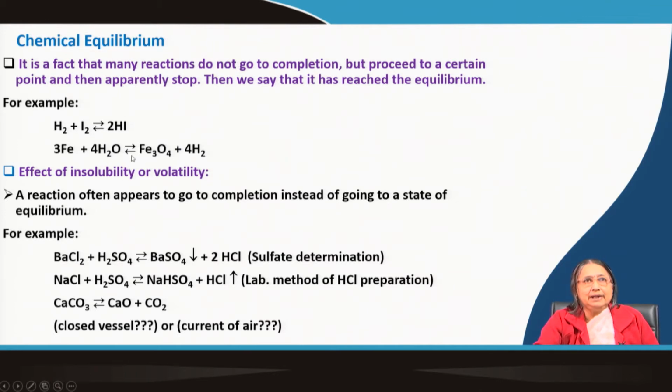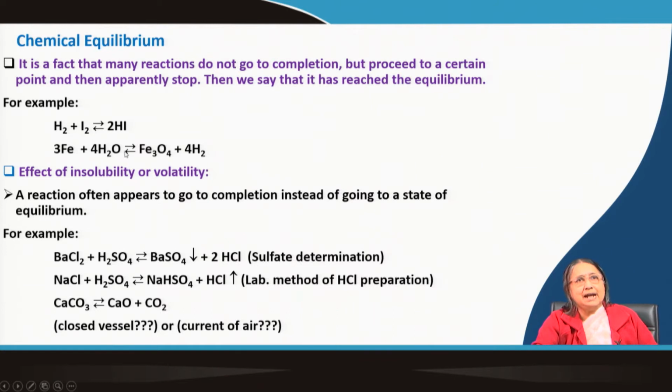The same we can explain for the next reaction, that is iron when it reacts with steam, it will produce hydrogen gas and the iron oxide Fe3O4. This is the equilibrium reaction. This reaction is a reversible reaction, and here we think that it has gone to the equilibrium stage.